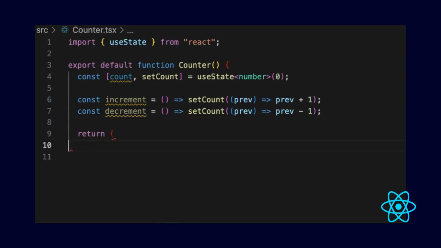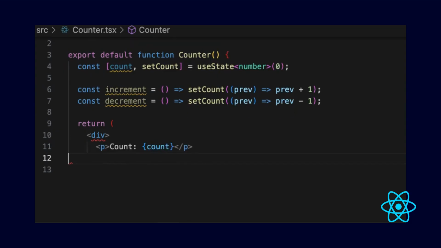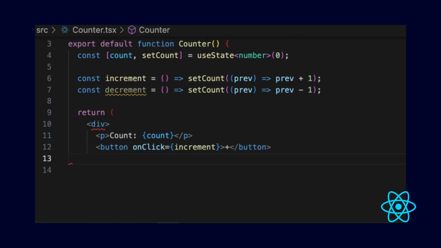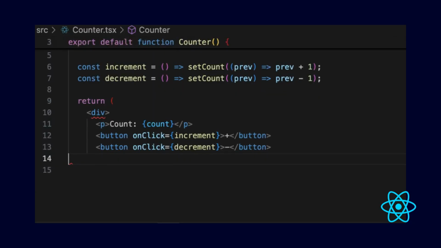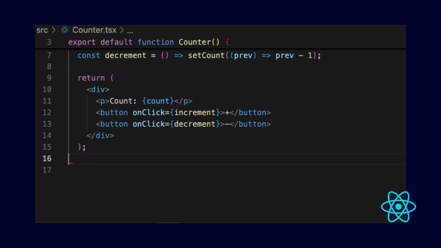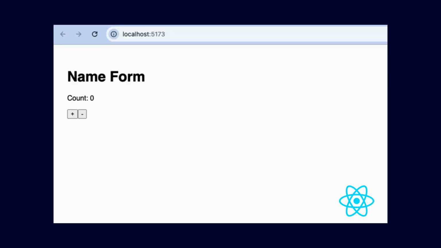And now we start returning the JSX that describes what this component renders. A wrapper element to group the counter display and buttons. We will display the current value of the count. When count changes, React re-renders and this text updates. A button that calls increment on click, increasing the counter by 1. This is a button that calls decrement on click, decreasing the counter by 1. Close the wrapper, close the JSX, close the component function, the counter is ready to use.